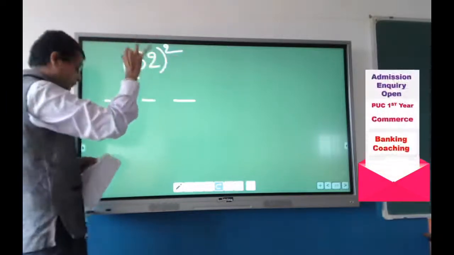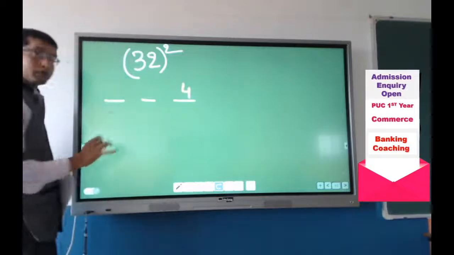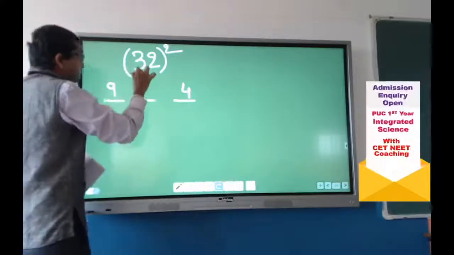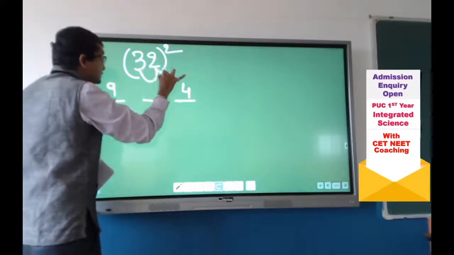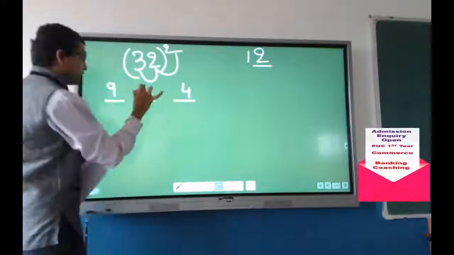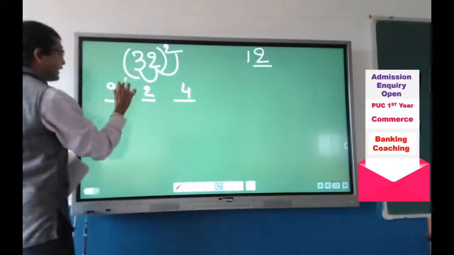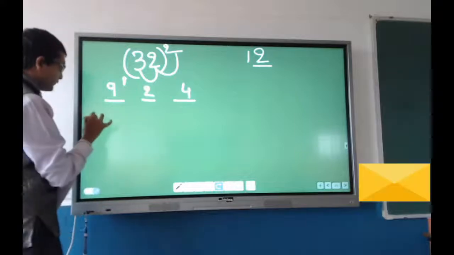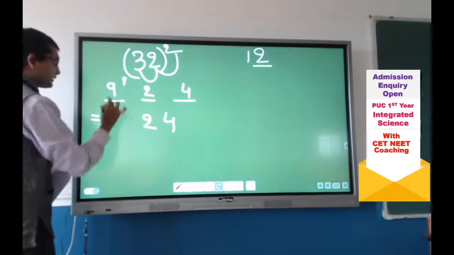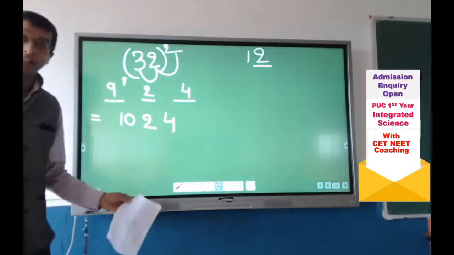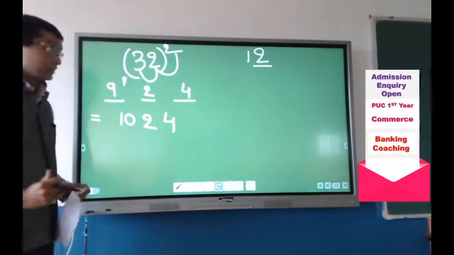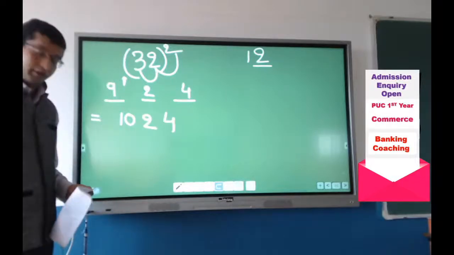So 2 square, how much? 4. 3 square is 9. Then multiply: 3 2s are 6, 6 2s are 12. So it is 12. I write 2 in the unit place and 1 as a carry forward. So we get the solution as 4, this is 2, and 1 plus 9 we get 10. So using this simple technique, within 5 seconds you can write the square of any number. So 32 square is 1024.